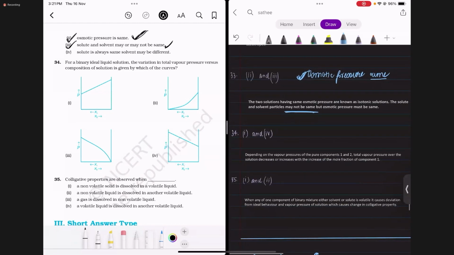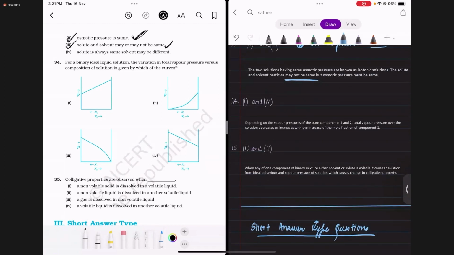Now we come to question number 34. For a binary ideal liquid solution, the variation in total vapor pressure versus composition of solution is given by which of the following curves?